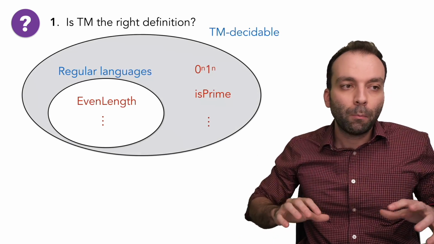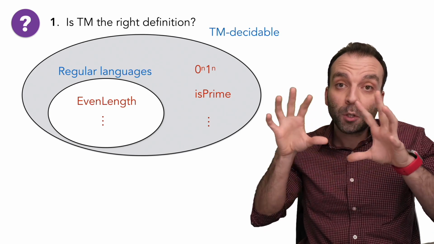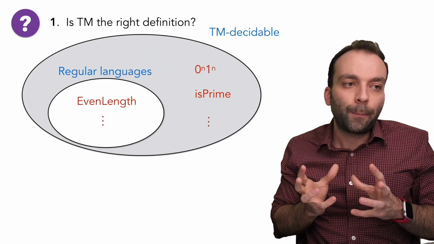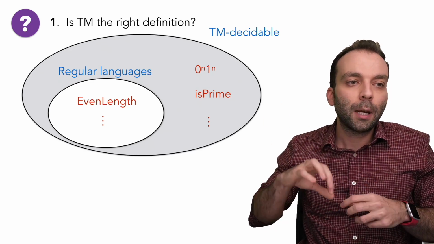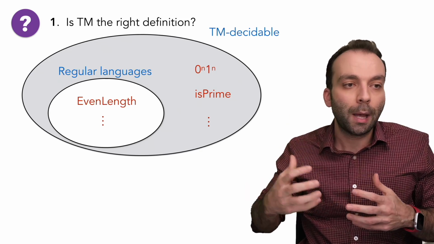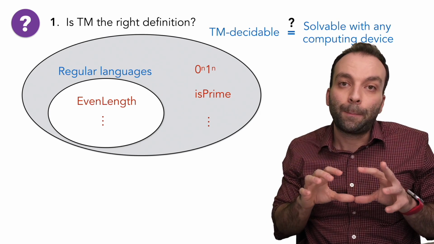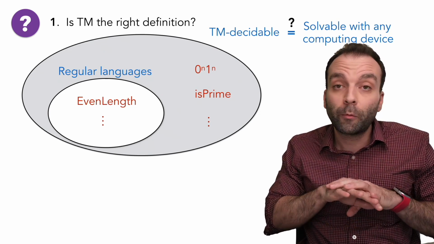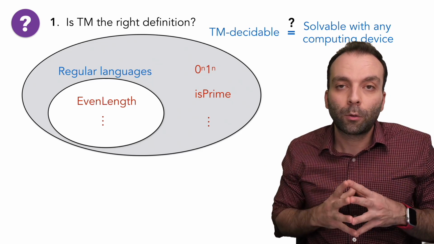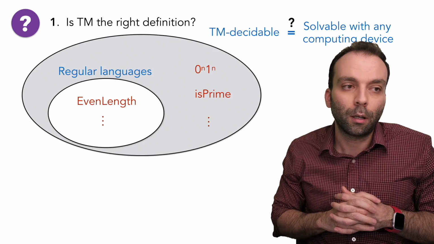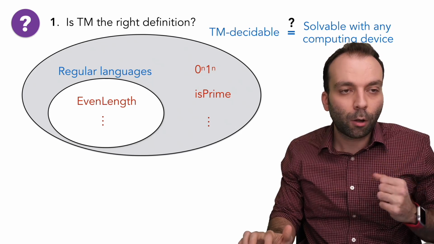Here's a picture to keep in mind, right? So we have regular languages solvable by DFAs. We have then the Turing machine decidable languages. That, of course, is a superset of regular languages. We have regular languages there, but also something like 0 to the n, 1 to the n, primality testing. These are Turing machine decidable. And the question is whether this set is equal to solvable with any computing device that you might come up with, you might construct in this universe, let's say, right? So that question remains. And we will talk about that.